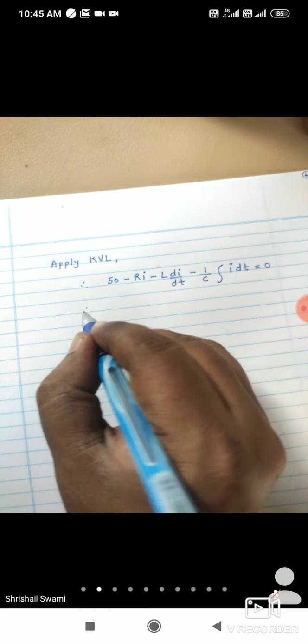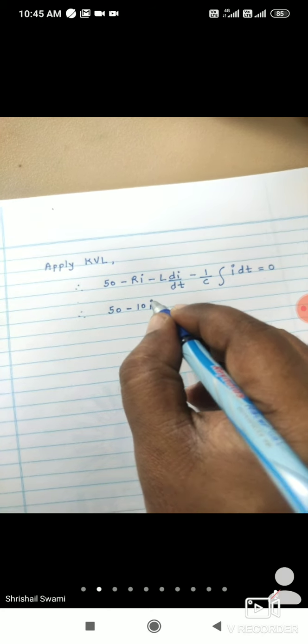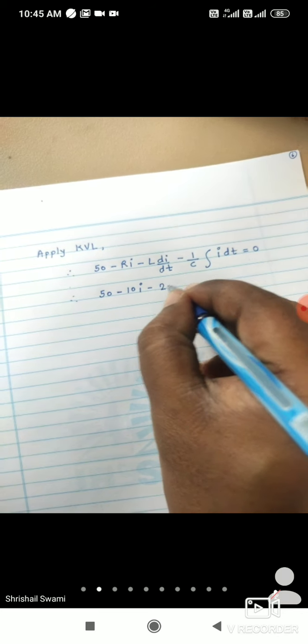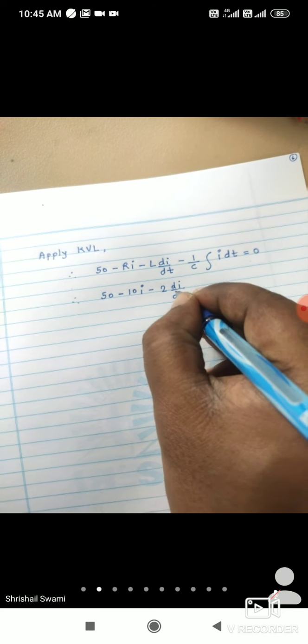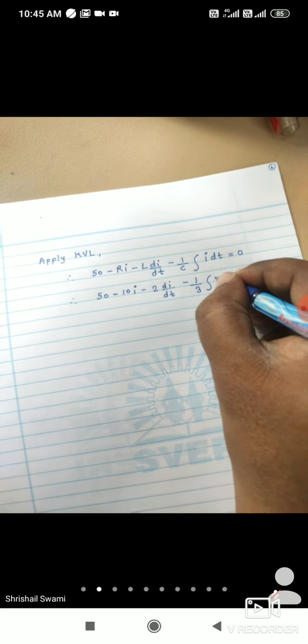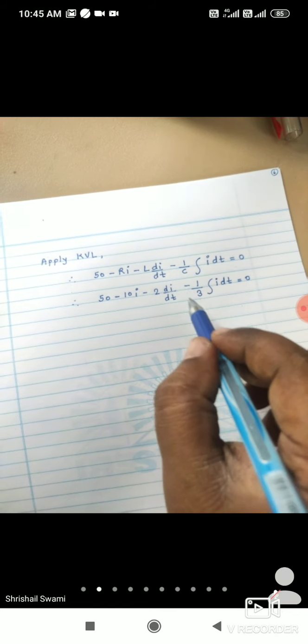Now you can put the values: 50 minus 10 into I, that is 10I, minus the inductor value 2 into di by dt, and minus 1 upon 3 because the capacitor value is 3 farad, 1 upon 3 integration of I dt is equal to 0. So the integration part is here. We want to remove that integration.